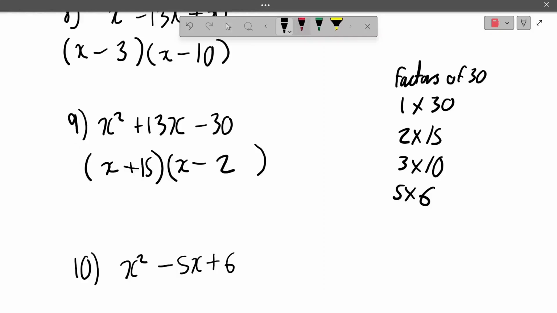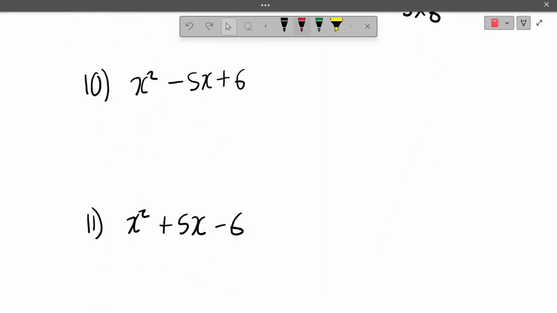Now I could have sped that up a little bit. Once I figured out that 2 minus 15 is minus 13, I know I've got the right digits, but I don't have the right signs in terms of positive and negative. When you get to that, sometimes you can just go, well, let's try it the other way around. 15 minus 2. Yes.